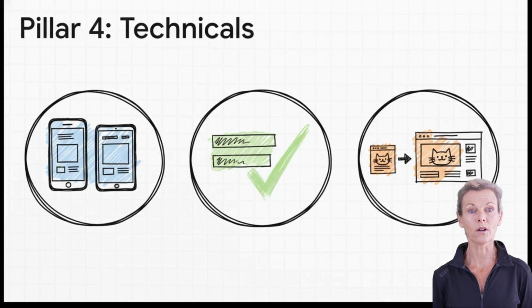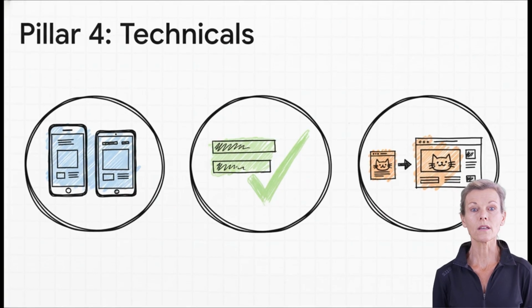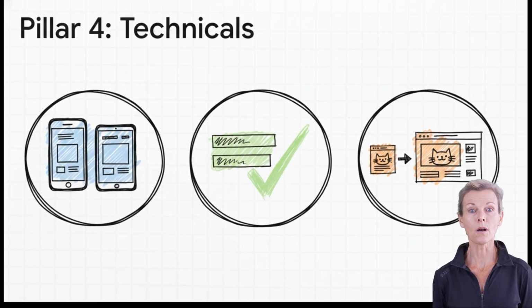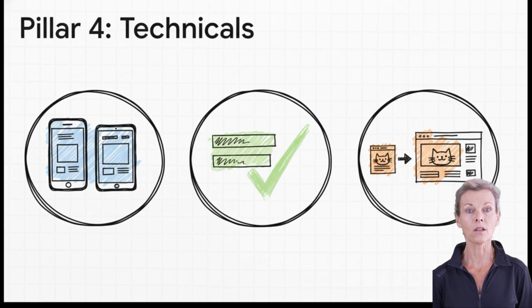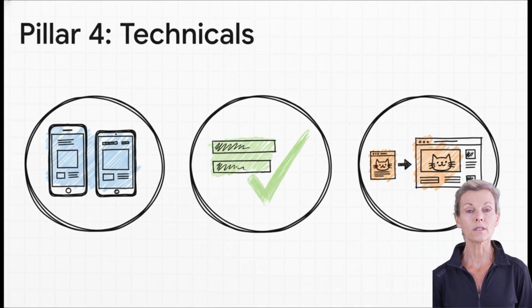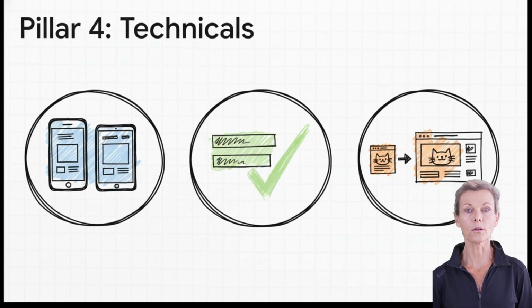Finally, pillar 4, the technical details you just can't ignore. Get this, a whopping 77% of retail site traffic comes from mobile devices. So if your page looks weird on a phone, you're losing. It absolutely has to be mobile friendly.